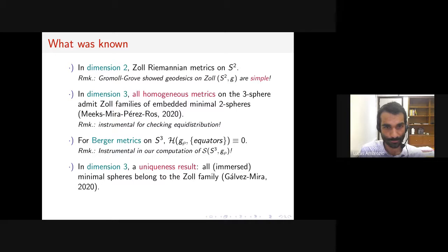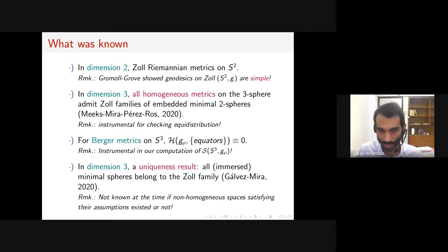And also, yeah, there is this result of Gauss and Neves. I will go back to this later, but let me mention it now because maybe it's more convenient. So Gauss and Neves proved a uniqueness result for minimal spheres in certain Riemannian 3-spheres whose assumption was the existence of a Zoll family. As I said, they didn't call it a Zoll family, but their assumption is the existence of a Zoll family of minimal spheres. And when they proved their result, the only examples of Riemannian 3-spheres with Zoll families of minimal spheres that they knew of were exactly the homogeneous metrics.